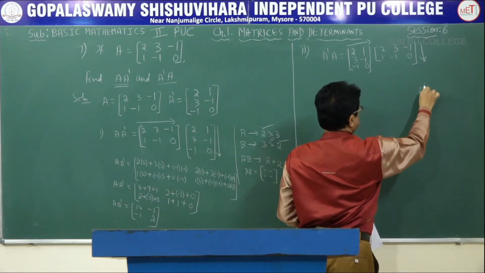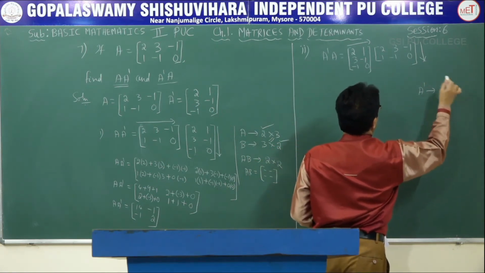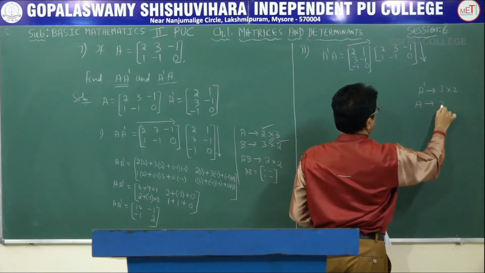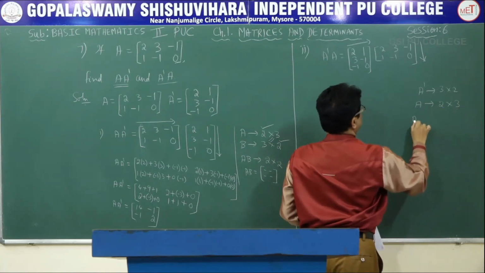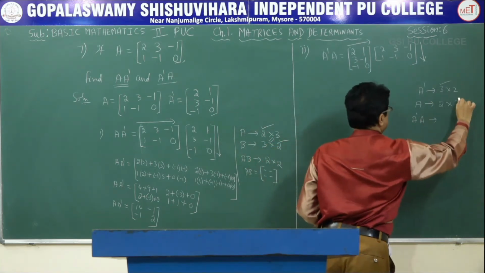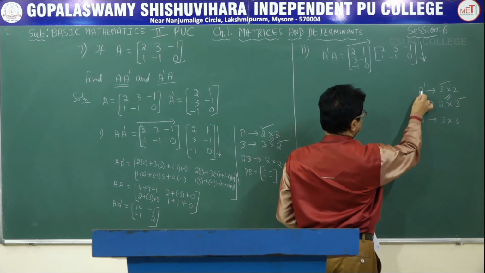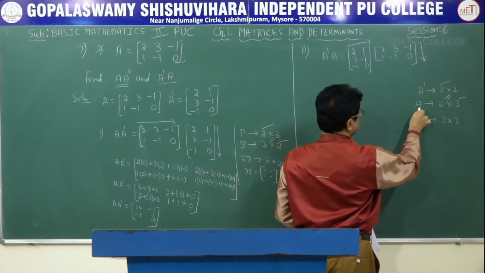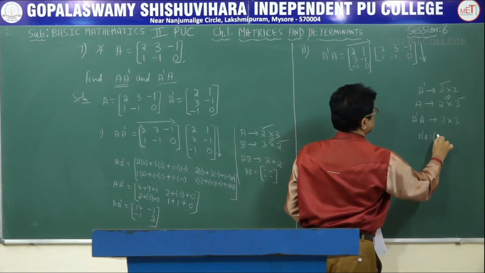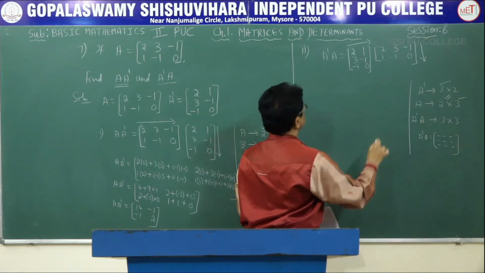So here A dash matrix is of the order 3 rows and 2 columns. A matrix will be of the order 2 into 3. So A dash A matrix will be of the order 3 into 3, because the number of columns in A dash will be equal to the number of rows in A. So A dash A has 3 rows and 3 columns.